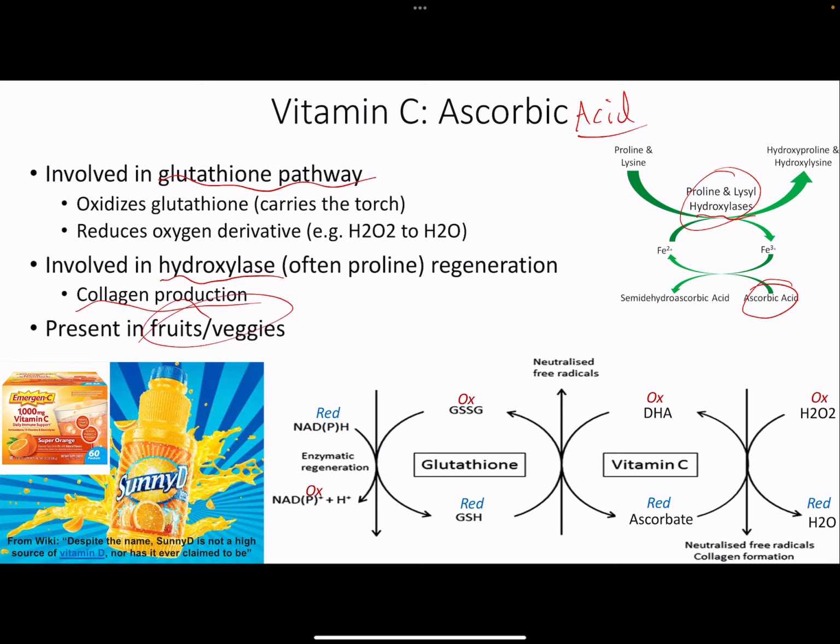It's in lots of fruits and veggies. We've seen it, Sunny D, orange juice, how many things advertise how much vitamin C they have. This is like an absurd amount of vitamin C, more than you'd ever need. Also an important point, somehow, I'm not really clear on the link, vitamin C is linked to a healthy immune system. So maybe know that.